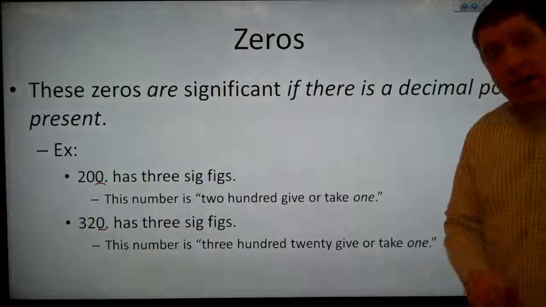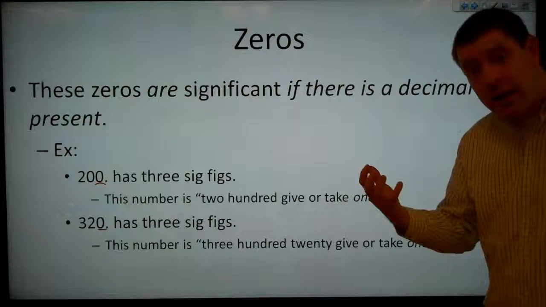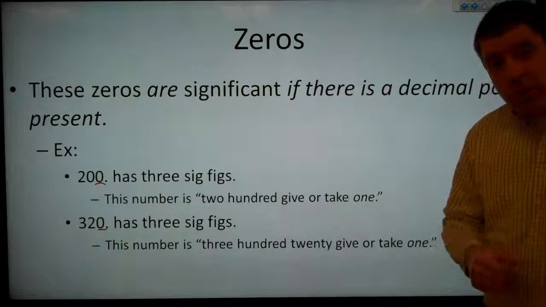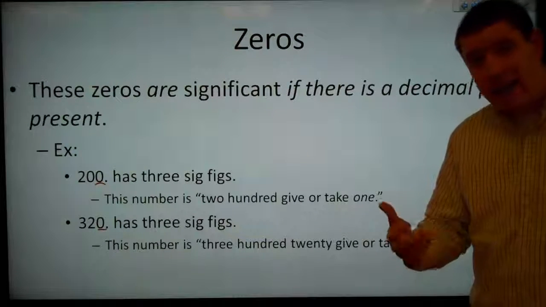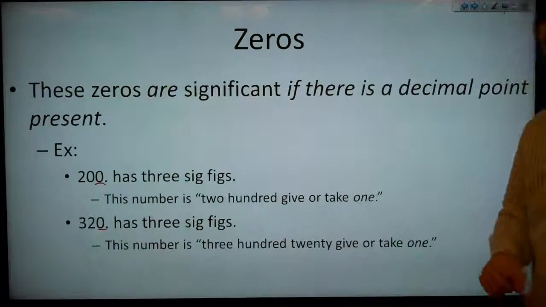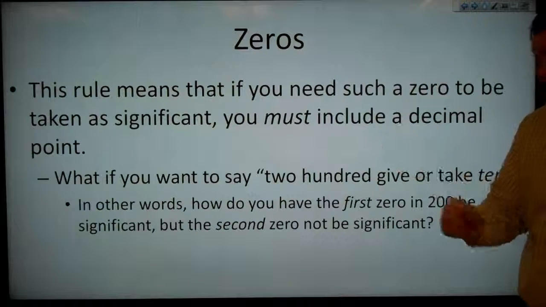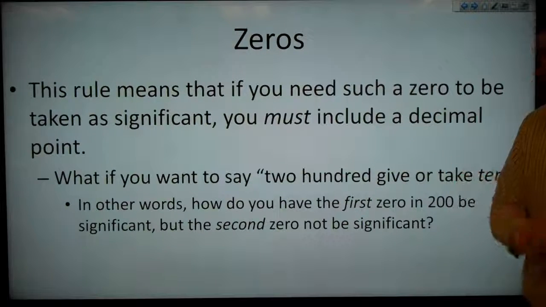So our uncertainty in both of these cases is the last digit written. In this case, it's the 0 in the ones place. On the last slide, with no decimal point present, it's the last non-zero digit written, which was the 2 in 200 or the 2 in 320. This rule means that if you need such a 0 to be taken as significant, then you must include a decimal point.